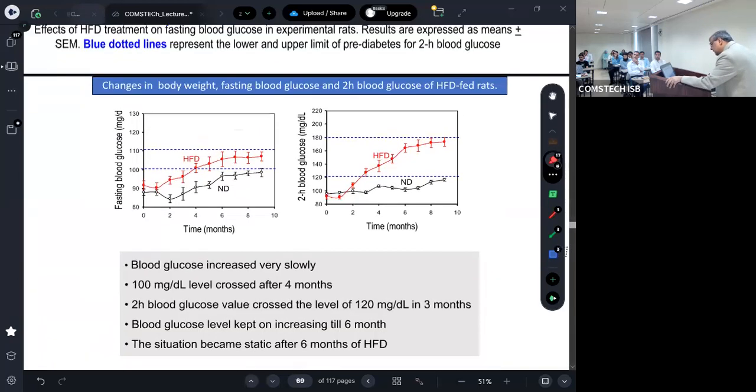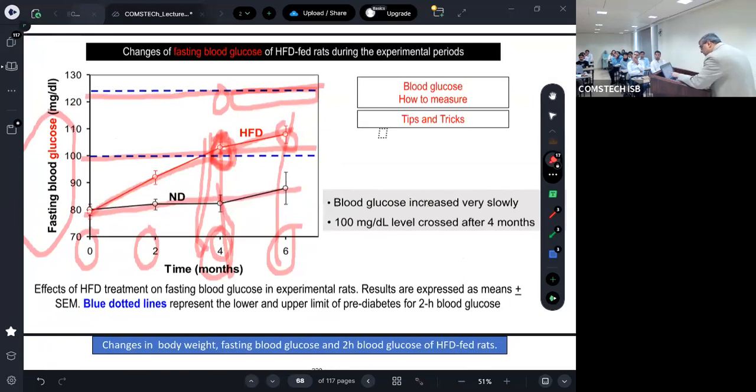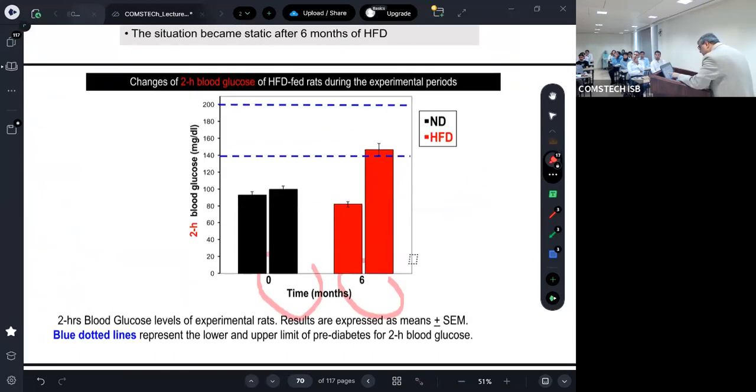At 6 month here, you see this is the fasting blood glucose, and here the 2-hour glucose. At 6 month, this is the 2-hour blood glucose. So in 2-hour blood glucose, it grows to 140 in the high fat diet rat at 6 months. That is only blood glucose, so we got some idea.